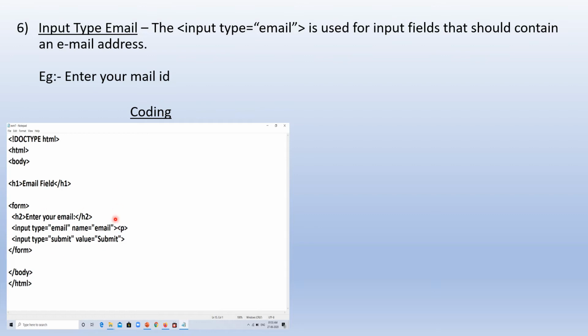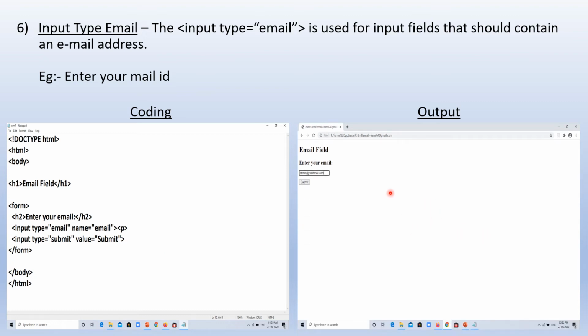So this is the coding for entering your mail ID. Enter your email, input type is equal to email, name is equal to email. Then use submit button for submitting the form. So once you enter your mail address, then you have to submit the form. Now how the output will look? Let us see. So see, this is the output.